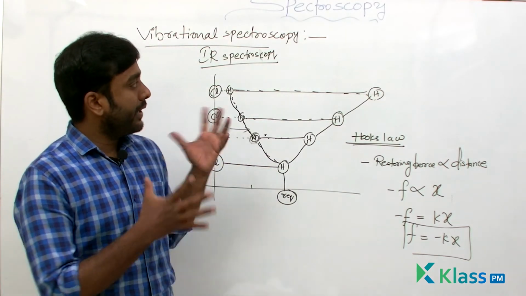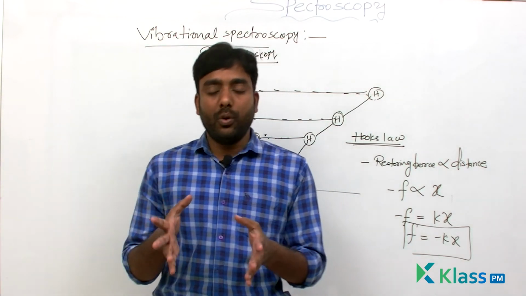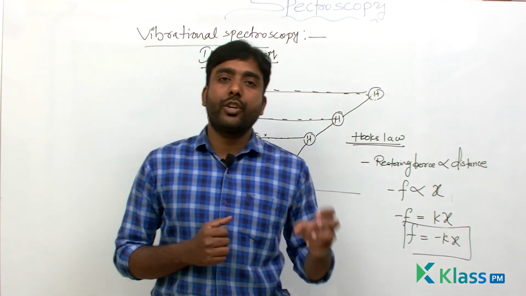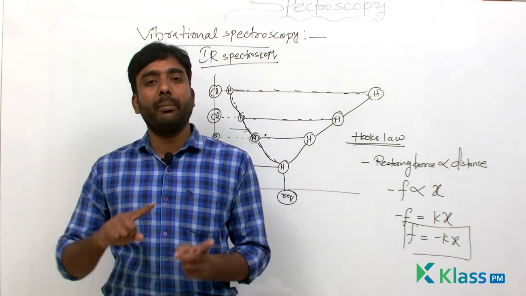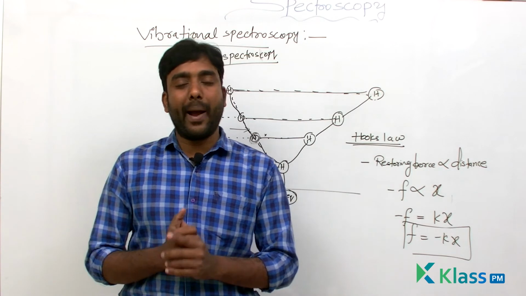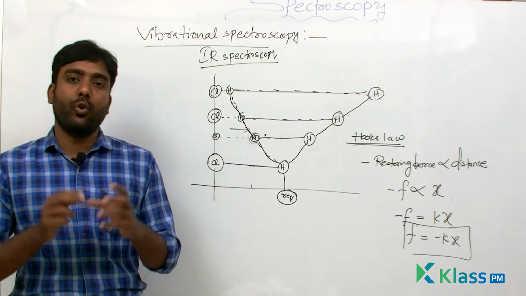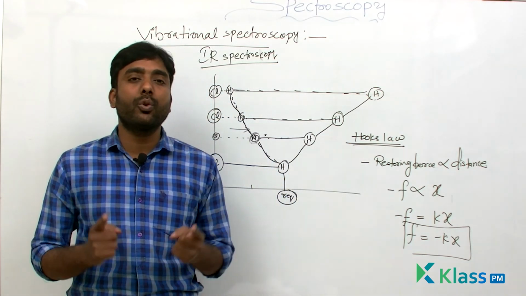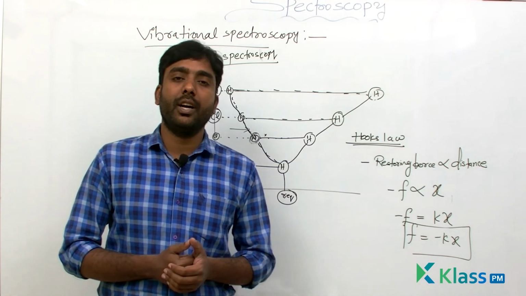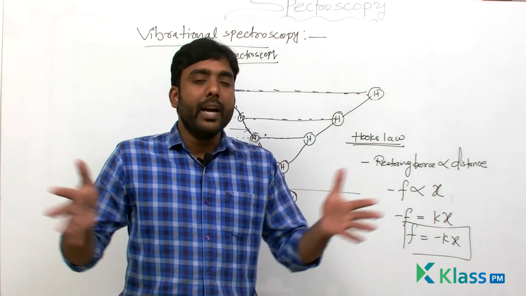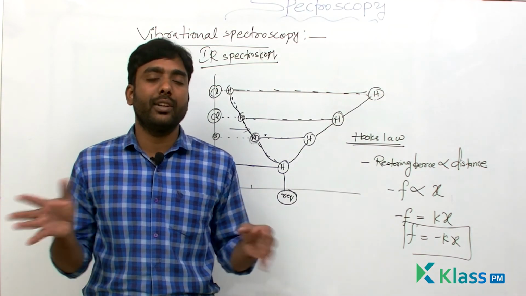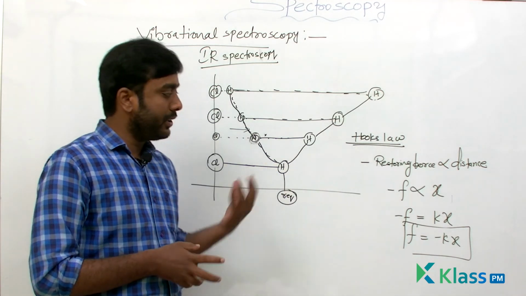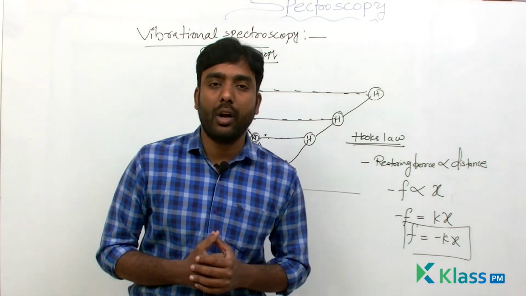So we can summarize what we have learned so far. If a molecule wants to vibrate, it should change its dipole moment, either by changing the direction or by changing the magnitude. In vibrational spectroscopy, there is a change in the dipole moment during vibration due to the change in internuclear distance between the atoms. Because when vibrating, the magnitude will remain the same, but the internuclear distance will change. Because of that, there is a change in the vibration, and this can be observed in the IR region. That's why it is also called IR spectroscopy.